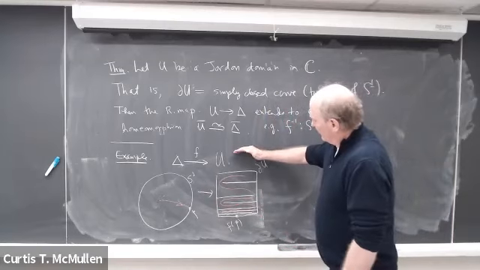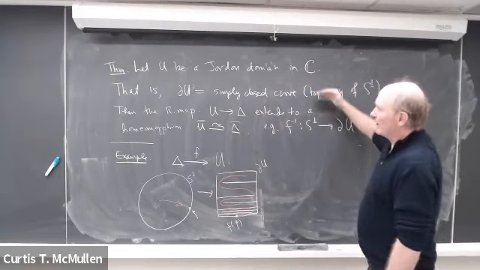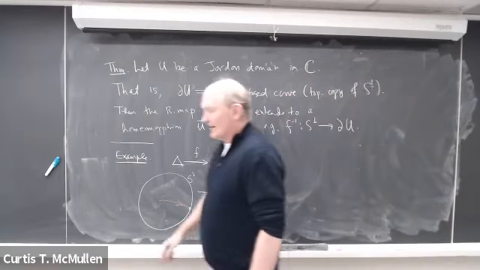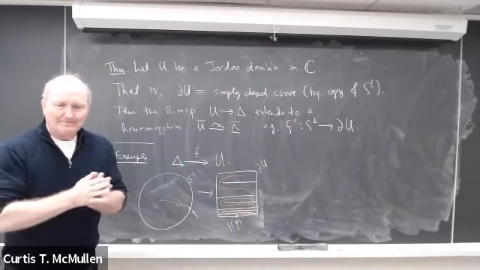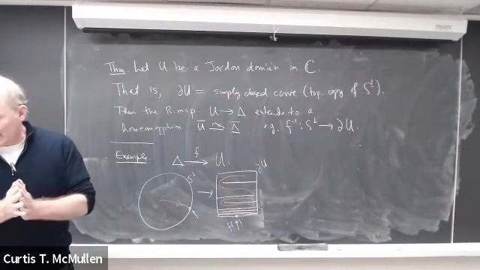But of course, the hypothesis that the boundary is a Jordan curve rules out that kind of behavior and gives us this stronger conclusion. Okay, so we'll discuss the boundary behavior next time.